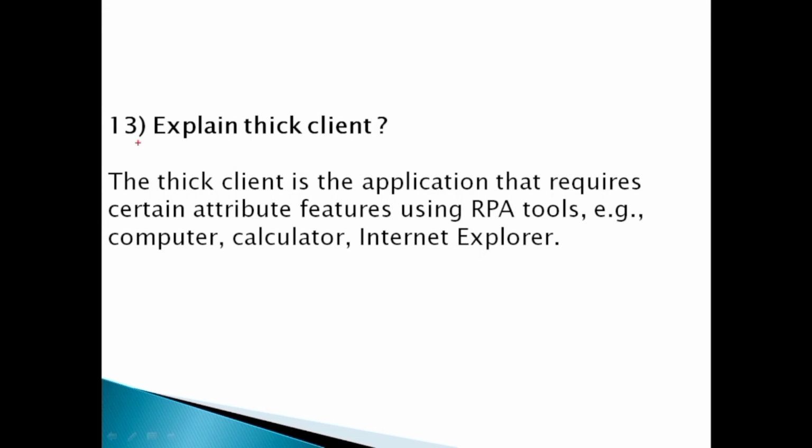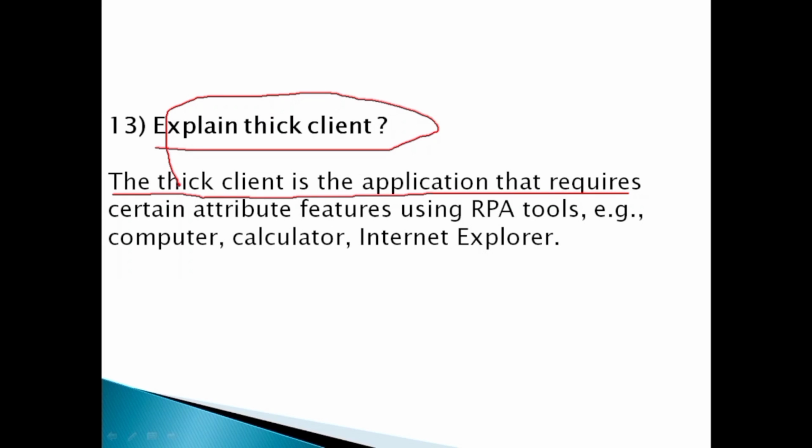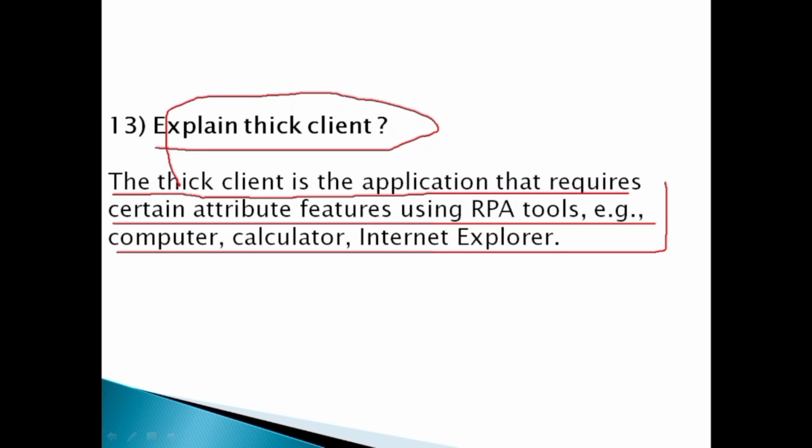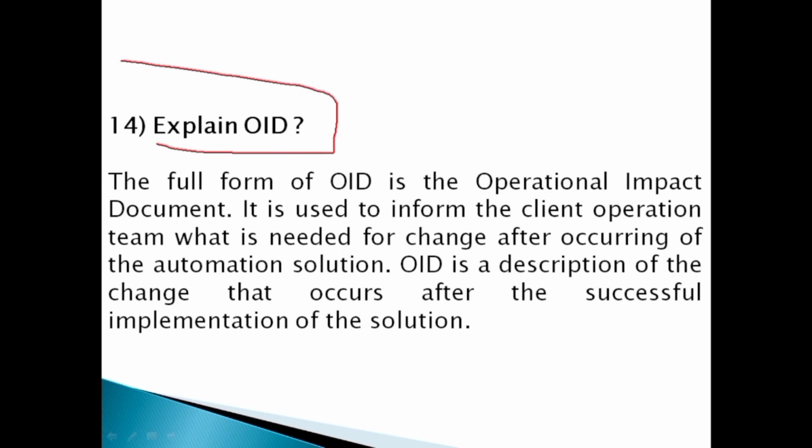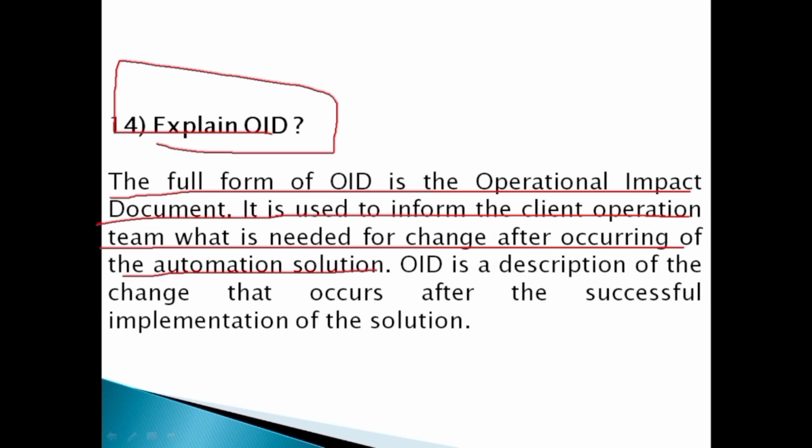Next one is, explain thick client. A thick client is an application that requires certain attributes or features when using RPA tools, such as a computer calculator. Explain OID. This is a document. I will give the link of this document in the description box. From there, you can have a look at the template of this OID.